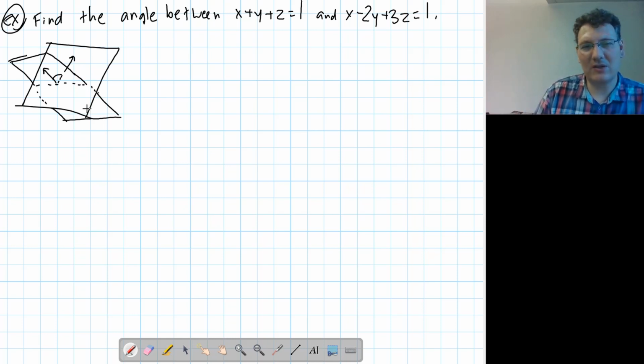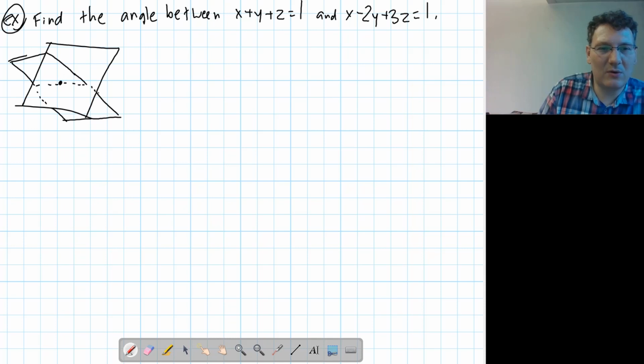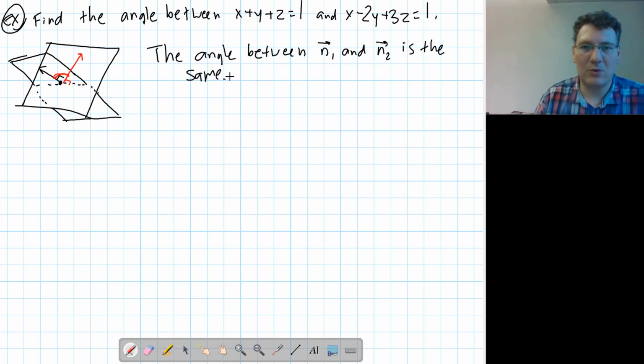The angle between, but actually what's going to make a little more sense for us to think about is, in fact, if you take some point where the two planes intersect and look at the two normal vectors, one normal vector for one of the planes and the other normal vector for the other one, which is perpendicular to that one. If you look at the angle between those two normal vectors, that's the same as the angle between the planes. So that's what we're going to do to solve this problem.